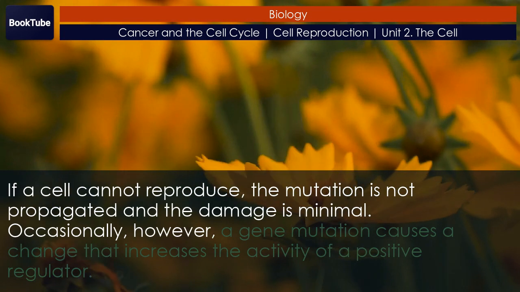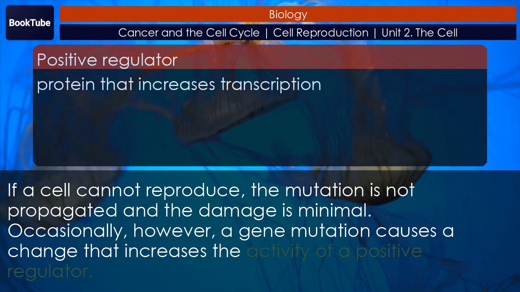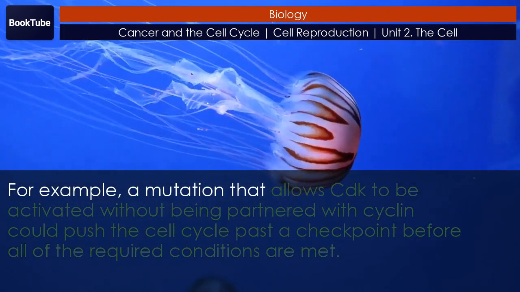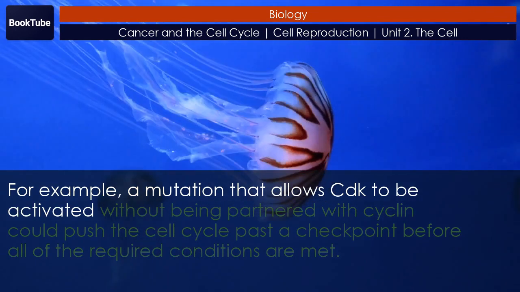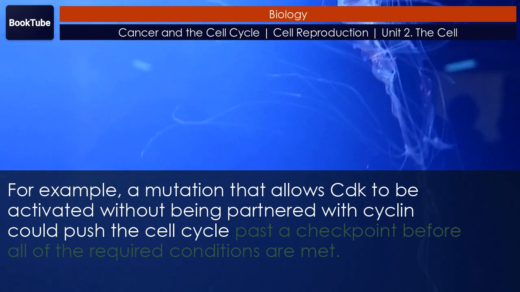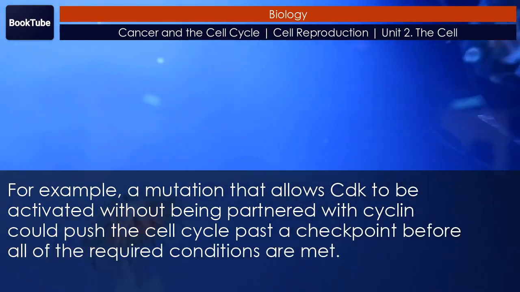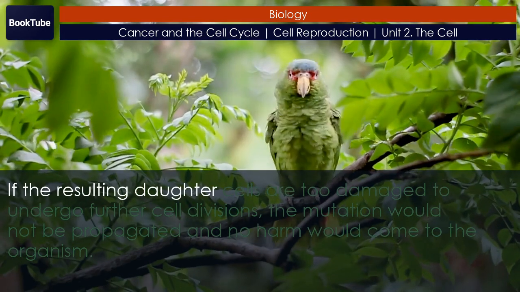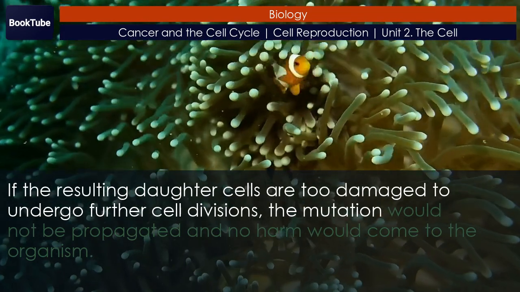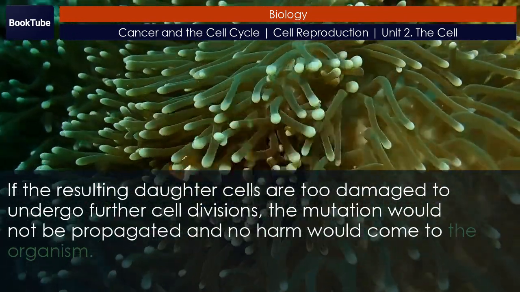Occasionally, however, a gene mutation causes a change that increases the activity of a positive regulator. For example, a mutation that allows CDK to be activated without being partnered with cyclin could push the cell cycle past a checkpoint before all of the required conditions are met. If the resulting daughter cells are too damaged to undergo further cell divisions, the mutation would not be propagated and no harm would come to the organism.